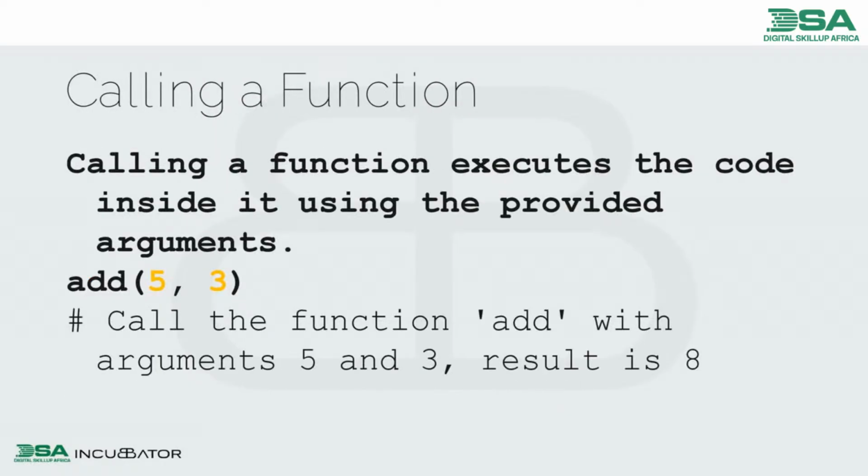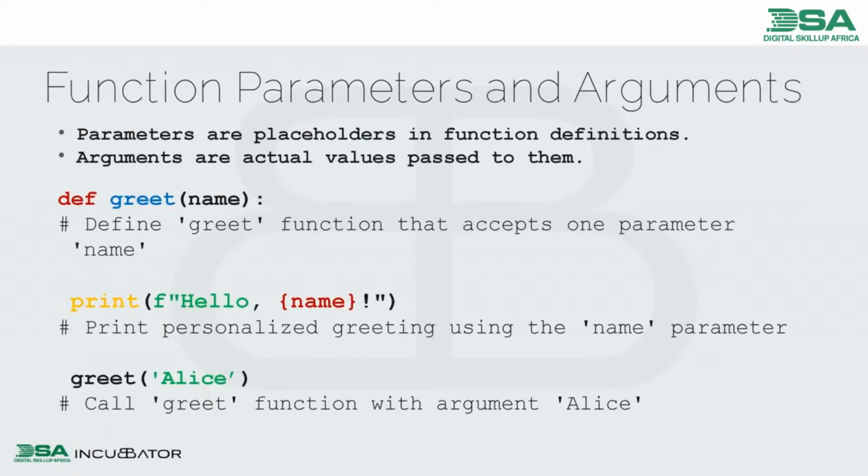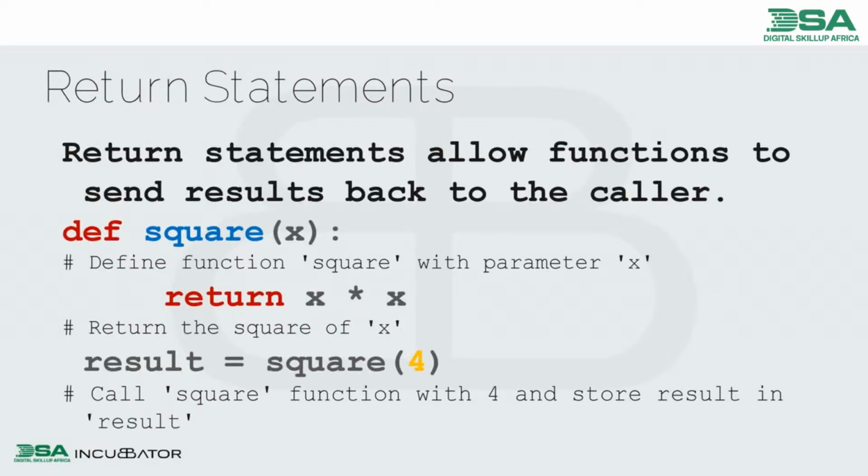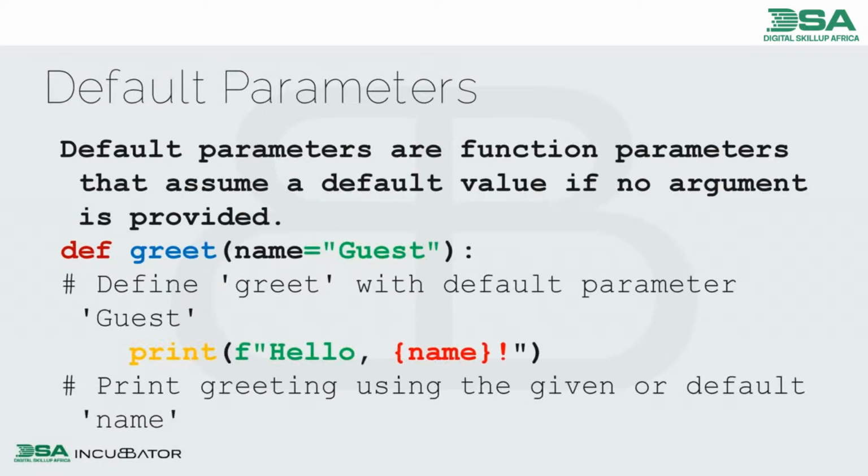Calling a function, we spoke about how to call a function, which executes the code inside using the provided arguments. Then we talked about some function parameters and arguments. Thank you, everyone. Praise, Adair, Williams. You guys are all correct. Then we talked about the return statement. Anytime you call the return statement, it gives you what? Your output.